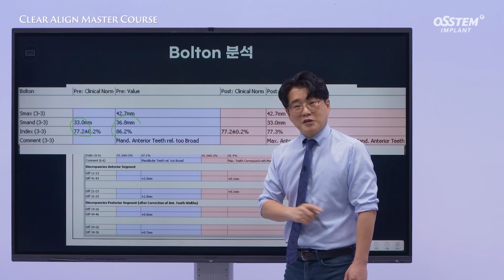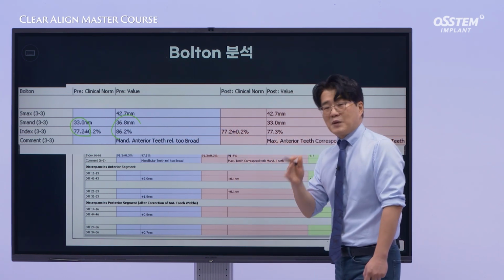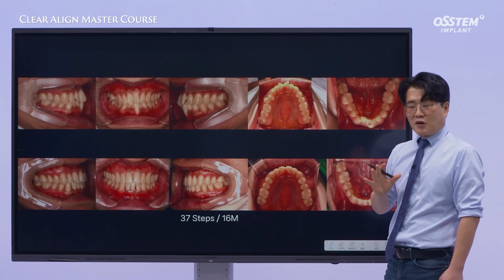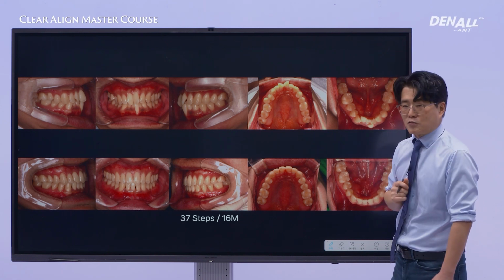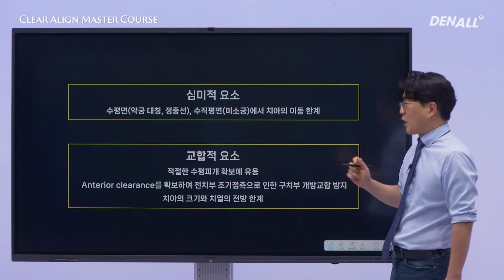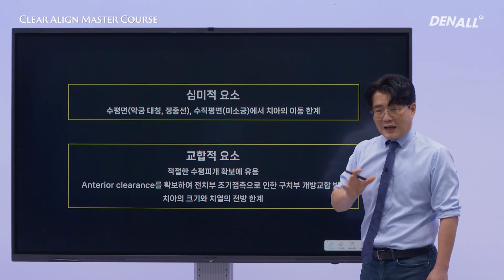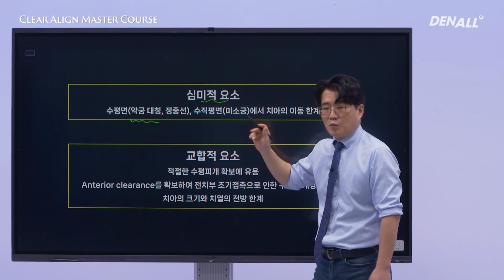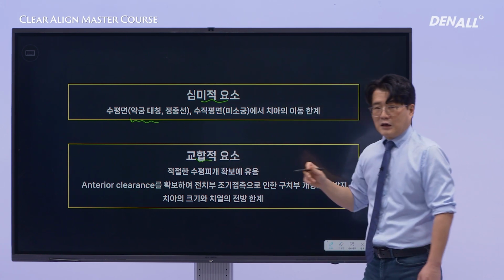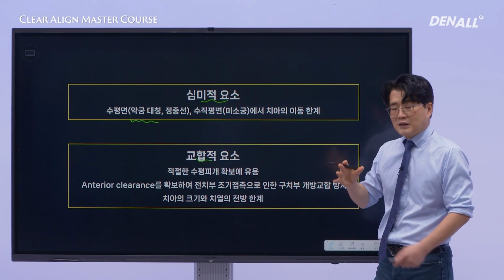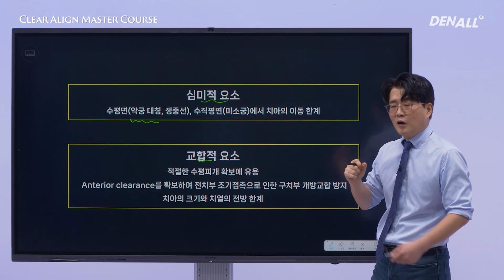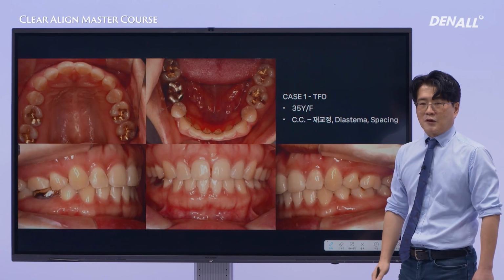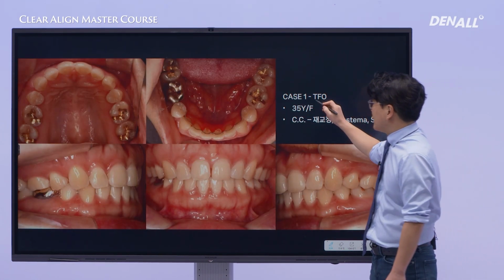Normally, the anterior Bolton ratio is around 77.3%, but in this case, it was 86%, indicating that the mandibular anterior teeth are significantly larger. This provides a diagnostic basis for deciding the IPR amount on the mandibular anterior teeth, or even to consider extraction. To summarize, there are many diagnostic factors to take into account. Among them, aesthetic considerations such as symmetry, occlusal factors, and tooth size discrepancy in the maxillary anterior region play a crucial role. These considerations are essential when determining how to achieve an appropriate overjet and overbite.